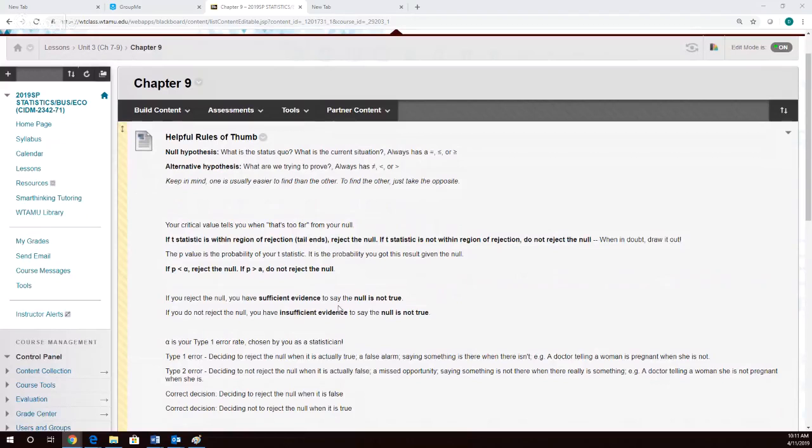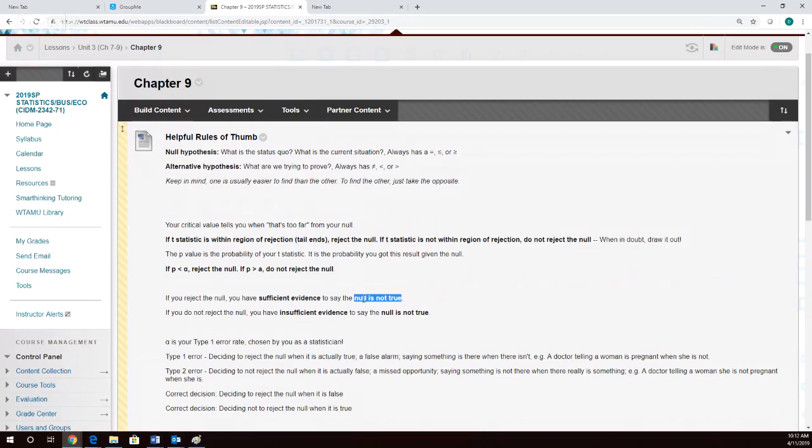So when you're looking at the conclusions on the exam, you want to first determine whether you're rejecting or not rejecting the null, and then look for these keywords. Sufficient evidence if you're rejecting the null, and insufficient evidence if you're not rejecting the null. For both of them, it should be that the null is not true. Remember, we're using that conditional probability, so we're testing against the null.